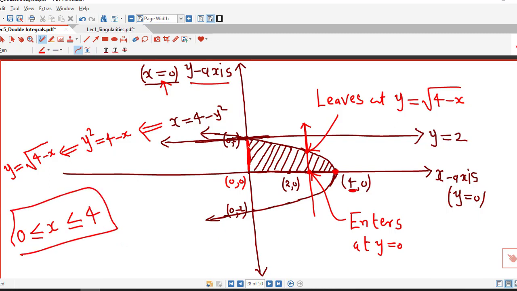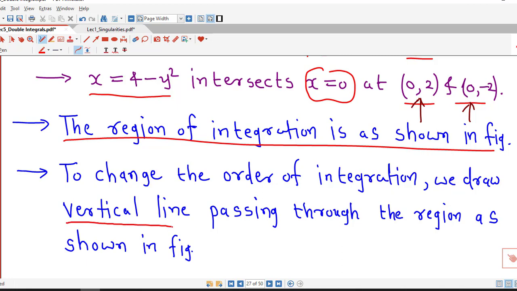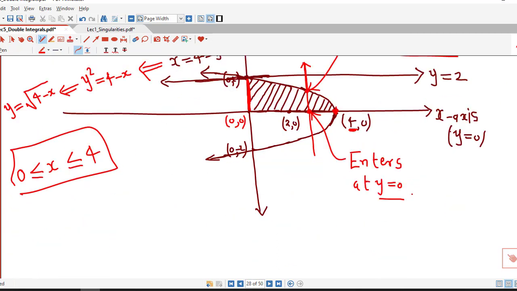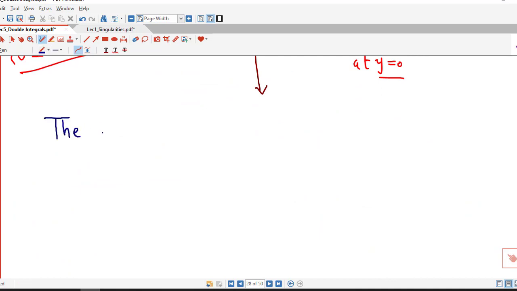We have to start from these points and we have to go up to this point. So x is from 0 to 4 and y is from 0 to y equal to square root of 4 minus x. So we have written all these things. The region of integration is as shown in the figure. To change the order of integration, we draw a vertical line passing through the region as we have done here. So now we are able to write down the integral which is obtained by changing the order of integration. Before that, we write down the new limits of integration.